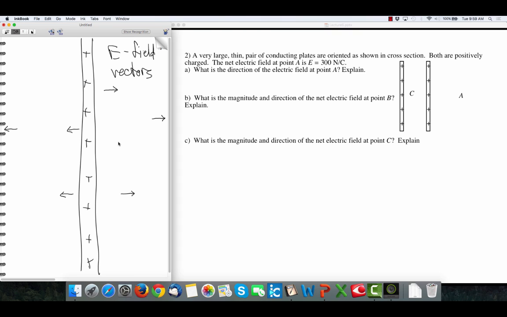So, what about two plates? Well, over here on the right, the electric field, maybe I'll go back here.